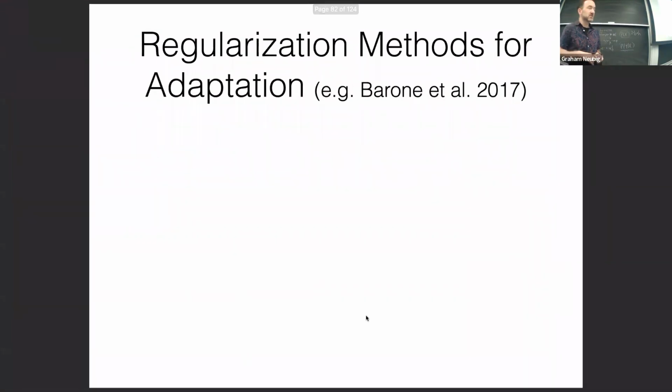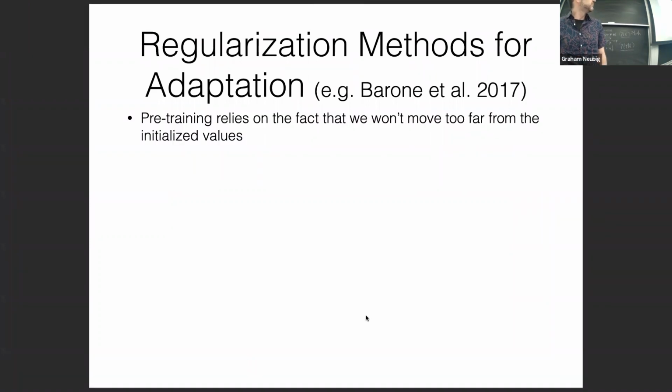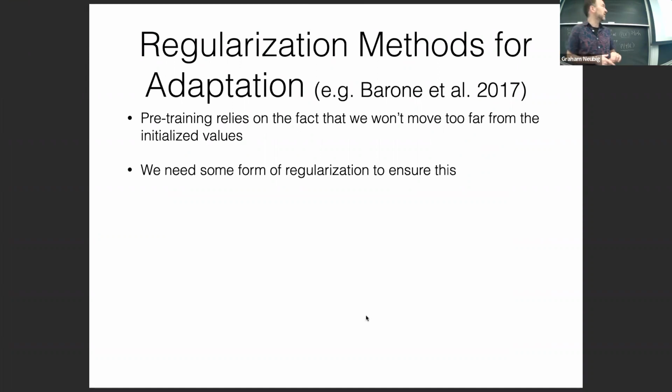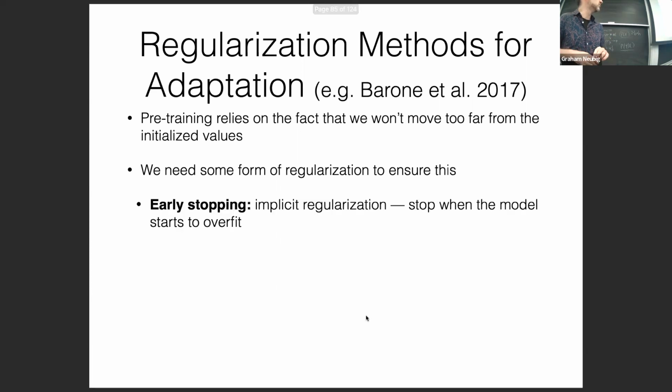So, regularization methods for adaptation. Pre-training and fine-tuning, as we know, is a very widely used method in NLP to do adaptation to particular tasks. Pre-training actually relies on the fact that we won't move too far from the initialized values. If we could move arbitrarily far from the initialized values that we're learning using pre-training, basically pre-training and regular fine-tuning would be essentially the same, right? They would both fit the training data perfectly and not do so well on the test data because they'd overfit. So we need some form of regularization to ensure that this doesn't happen.